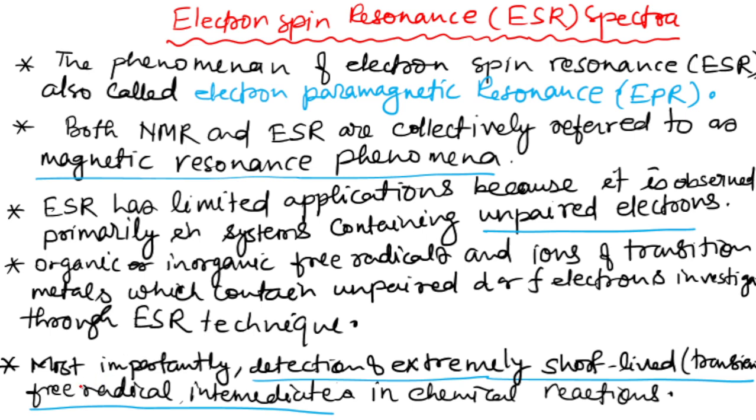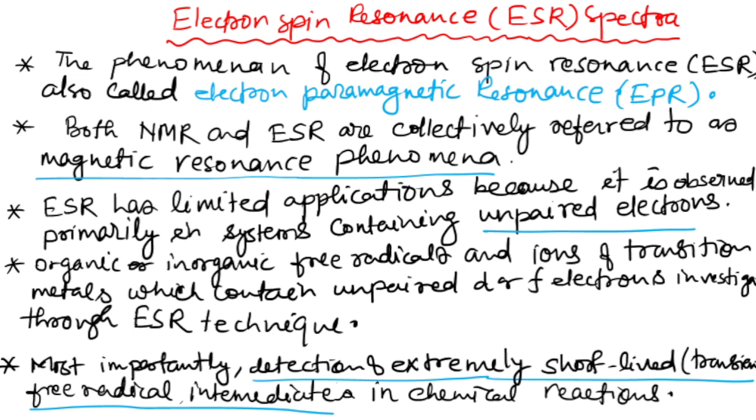The most important point here is the detection of extremely short-lived free radical intermediates in chemical reactions. Through this, we can investigate the short-lived free radical intermediates. So these are some highlighted important points in electron spin resonance.